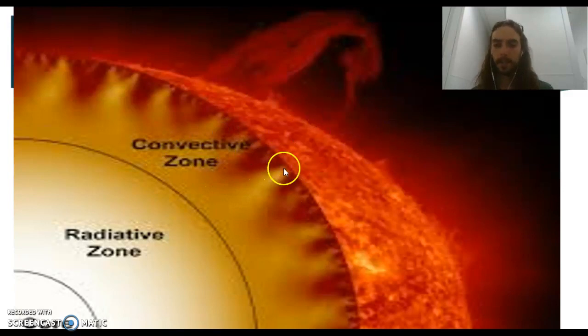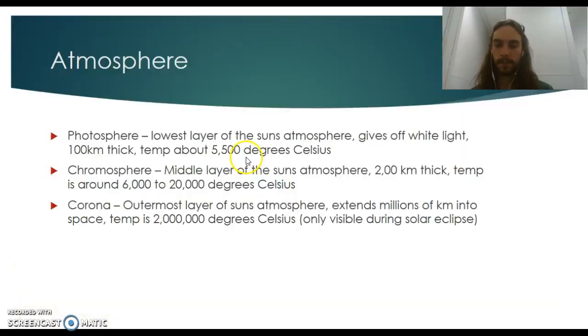So that's how the energy gets out through the other layers of the sun. So then after the interior of the sun, we have the atmosphere of the sun, and that starts with the photosphere, which is the lower layer of the sun's atmosphere. It's the only layer that we can see without an eclipse happening, so that gives off white light. It's about 100 kilometers thick, and the temperature is about 5,500 degrees Celsius. When you look at the sun, you see the photosphere.